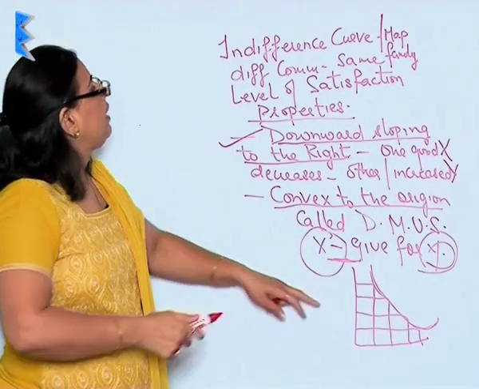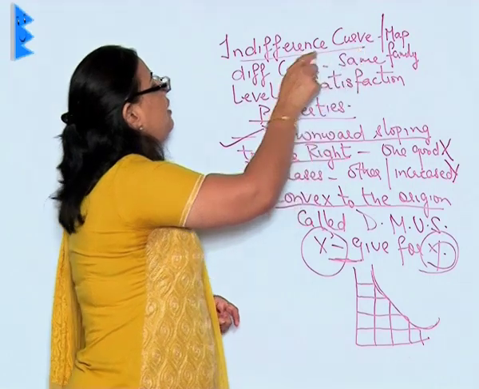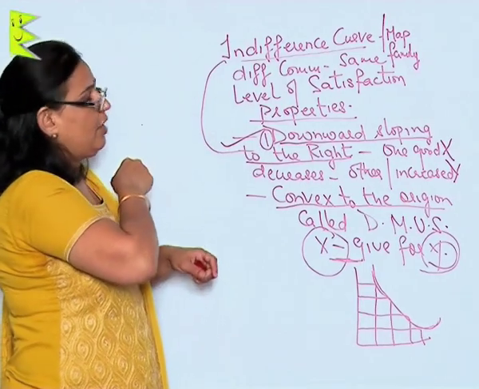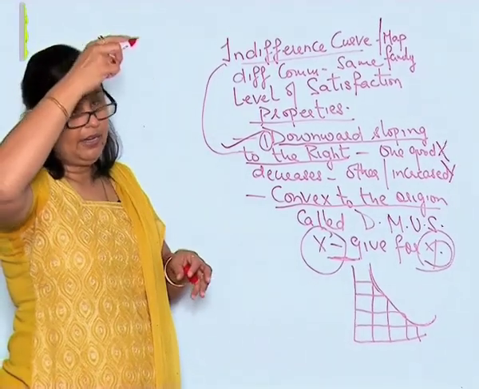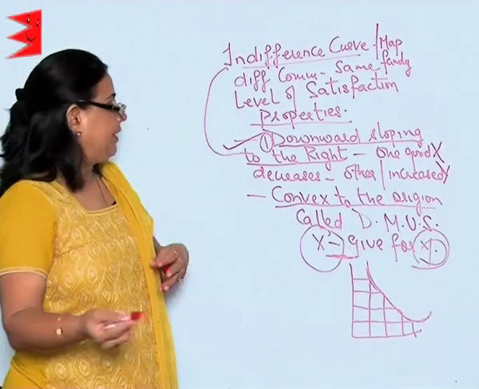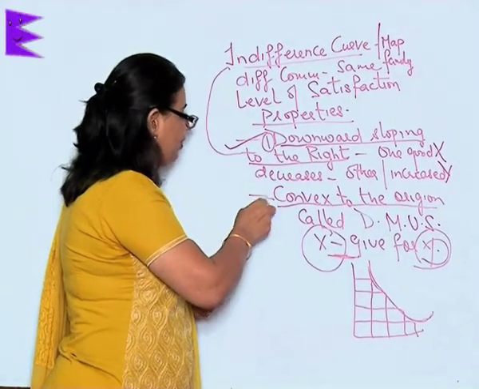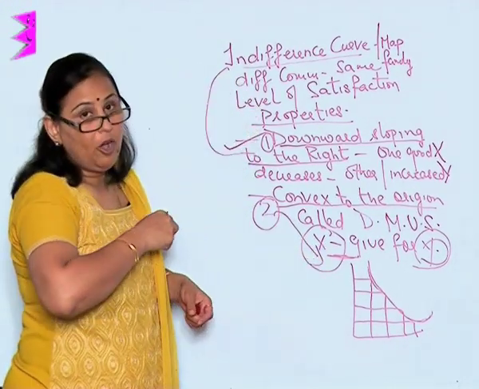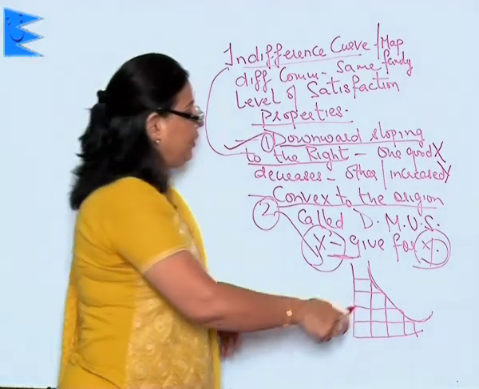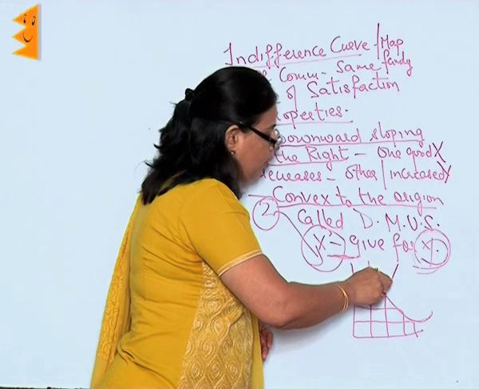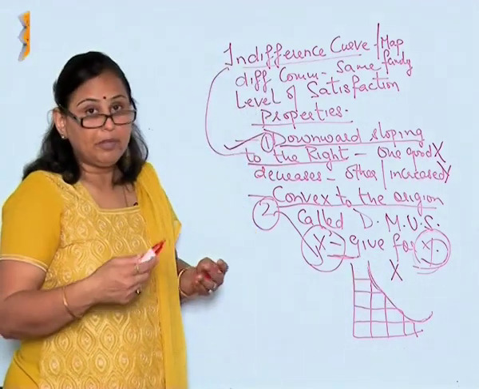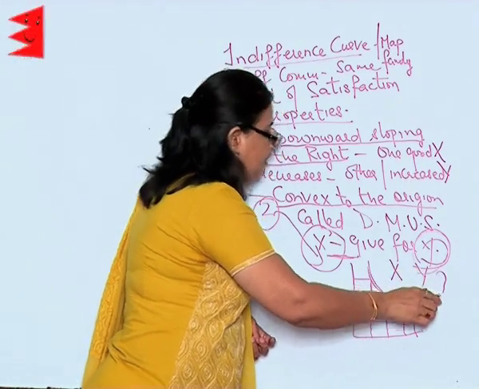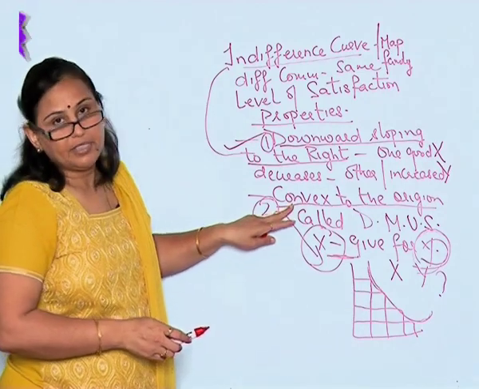So you must remember that as far as the indifference curve is concerned, it is always downward sloping to the right, because when one good increases, the other one decreases. Second, it is convex to the origin, because how much can a consumer part with? How much can he give away to get another one? How many mangoes can I not buy to buy more bananas? That is the question. That is what makes it convex to the origin.